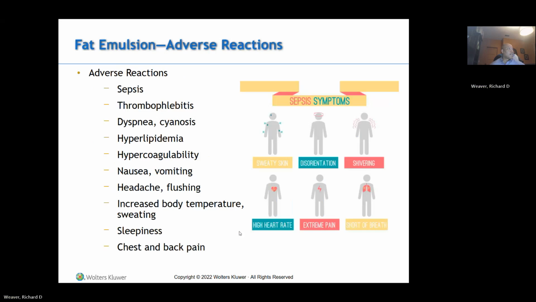All right. Some of the adverse reactions: sepsis, thrombophlebitis, dyspnea, cyanosis, hyperlipidemia, because it is triglyceride based, hypercoagulability, nausea, vomiting, headache, and flushing, increased body temperature and sweating, sleepiness, and chest and back pain. So those are your reactions there.